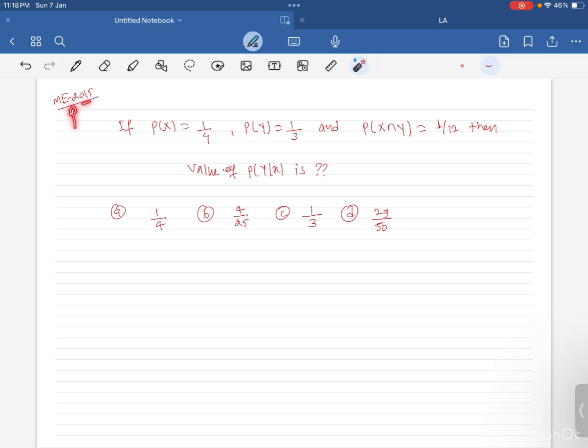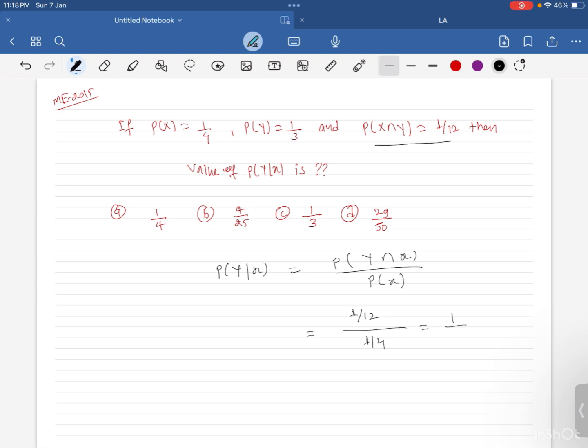This question is from ME 2015. If the probability of X is given, the probability of Y is given, and the probability of X intersection Y is given, then you have to find the value of the probability of Y given X. So this is the conditional probability, and the probability of Y given X is equal to the probability of Y intersection X divided by the probability of X. We are given X intersection Y, that is 1 divided by 12, and we are also given the probability of X, that is 1 divided by 4, so that will be 1 divided by 3. So this is the answer for this question.